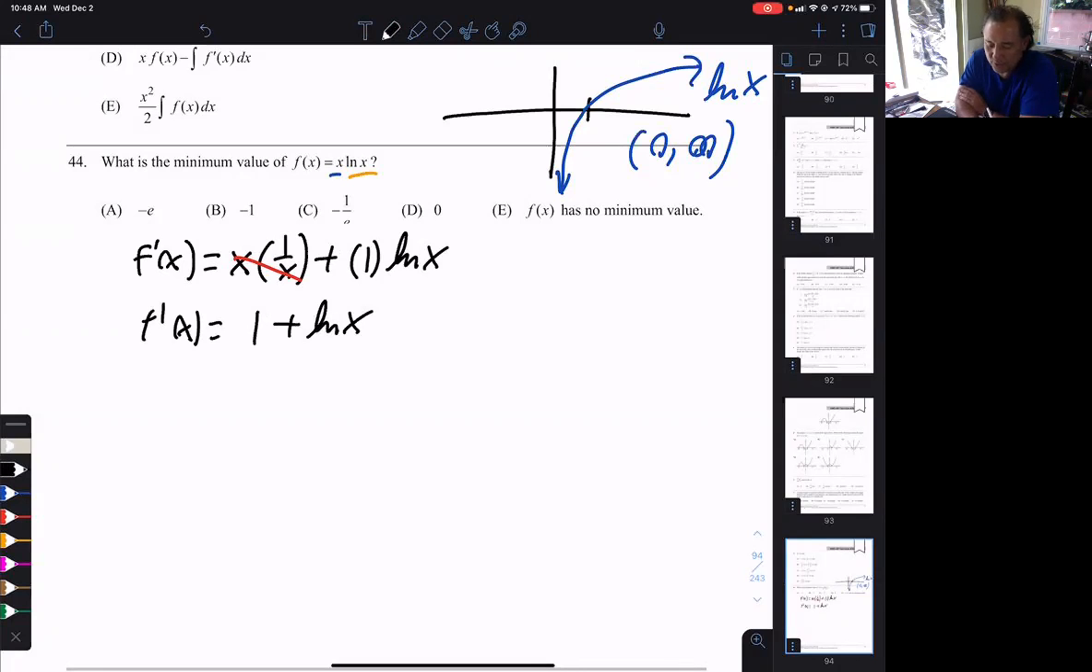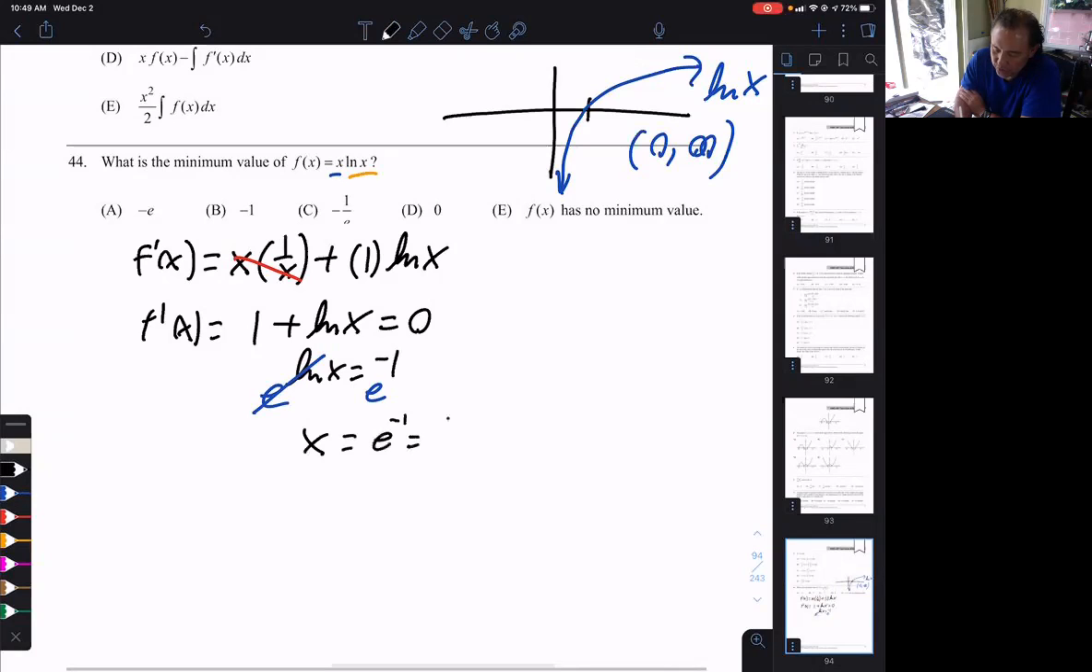So here is my question. Does that ever equal 0? Well, I'm going to subtract 1 from both sides. Ln of x equals -1. How do I get rid of the ln? I must e both sides to get rid of ln. Those are inverse functions, making x e to the -1, which is 1 over e. There is my critical point.